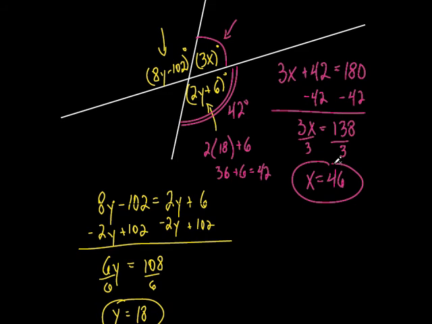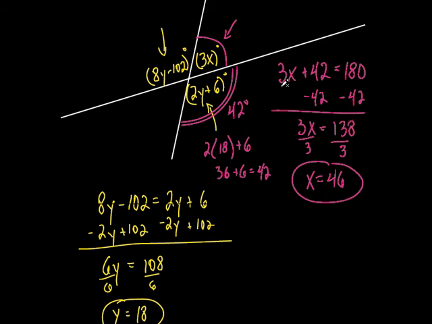Oh, you know what I said? Oh, no, that's cool. We're good. I was thinking only y was 42 degrees, but y is 18. So everything's good. Does that mean this angle right here is 46 degrees? No. The x is 46, so 3 times 46 would be, I don't know, whatever that is.